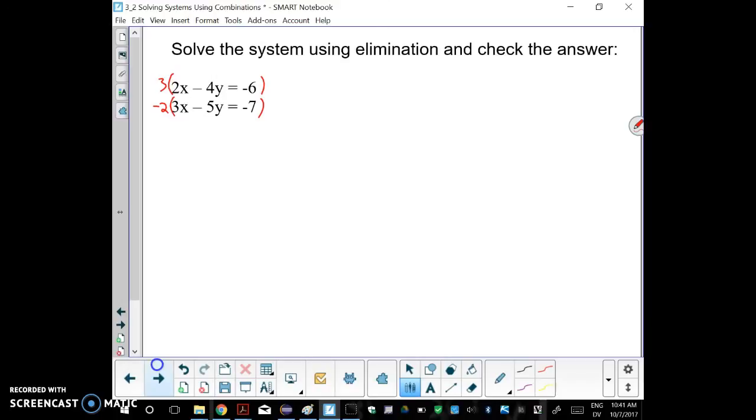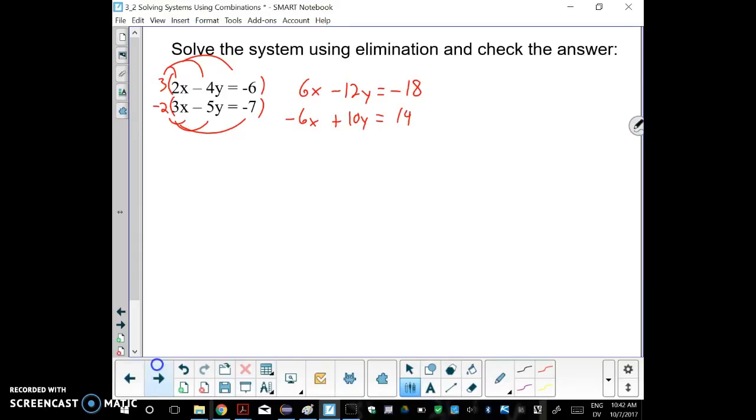Okay, so just distributing all this, make sure you distribute it to all the parts. So I'm just taking all of it times 3 on the top there, and then everything times negative 2 on the bottom. So minus 6x plus 10y, and that would be 14.